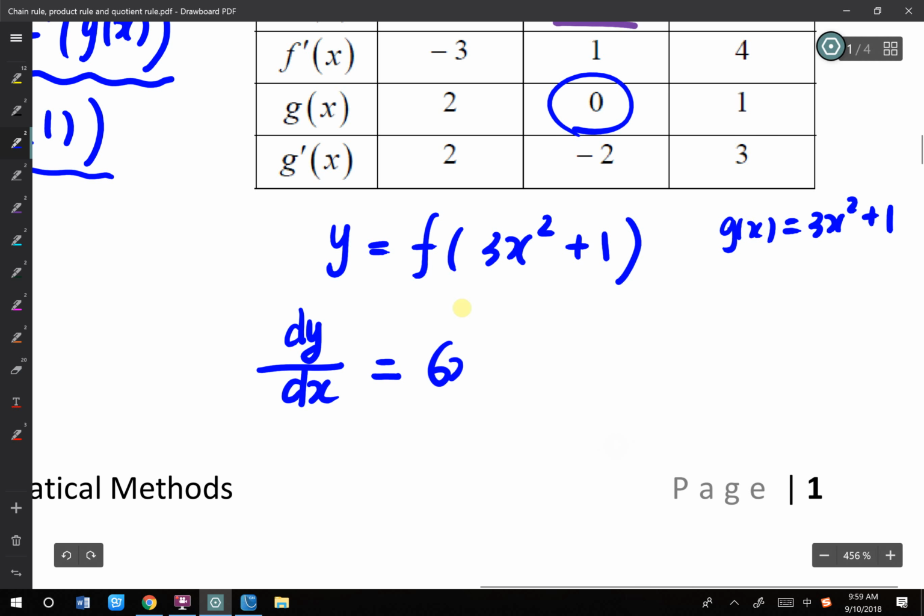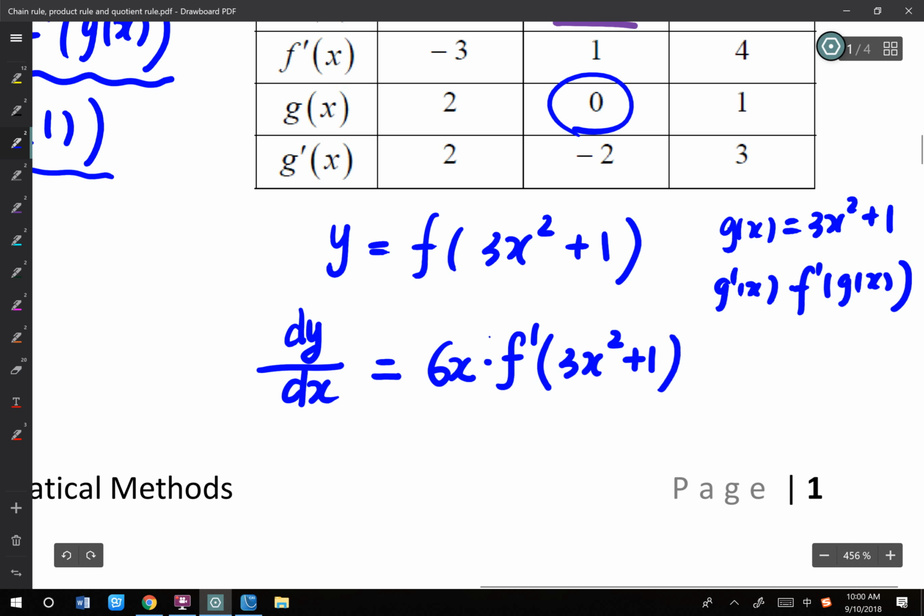6x. Okay, it's g'(x) times f'(g(x)), right? I don't know what f(x) is, so I will just use f'. So that's 6x times f' of g(x). g(x) is still inside. That's your derivative, in terms of f. You still have f involved. So it's g'(x), which is 6x, times f'. f' is just f', I can't do anything with it, of g(x). g(x) is just what you still have inside.